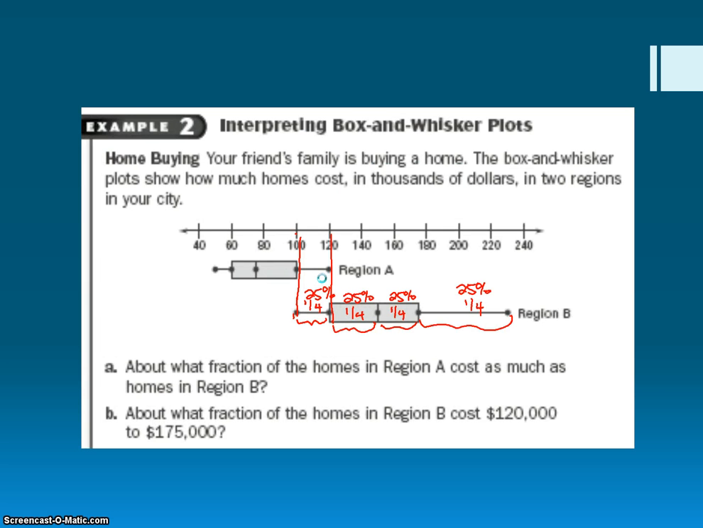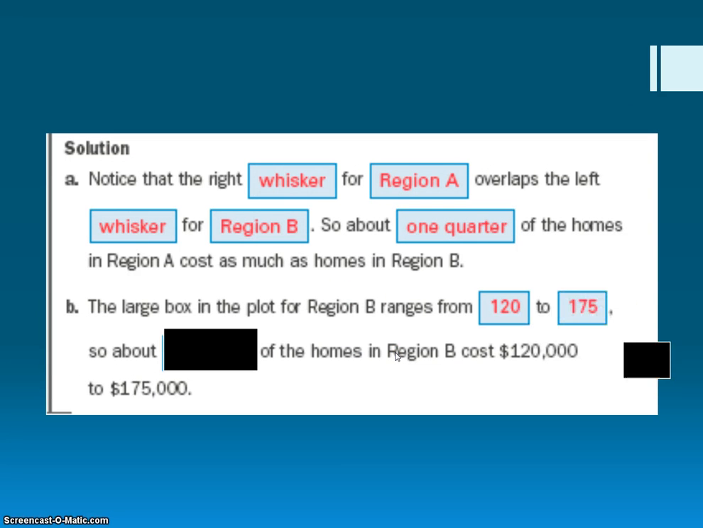Let's go to part B. About what fraction of the homes in region B cost $120,000 to $175,000? So 120 is here. We're looking at B. So 120 is there. 175 is, I'm going to say, right there. That's the entire box. Well, that's actually 2 times 25%, and 2 times 25% is 50%. 1/2. Again, this also could say 50%.